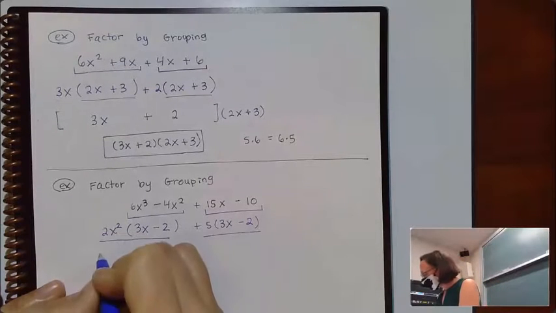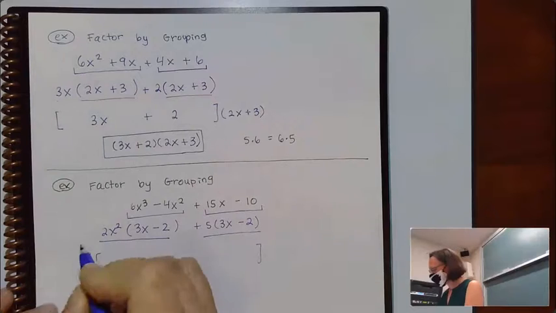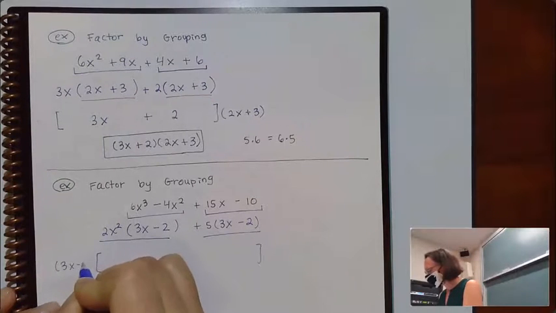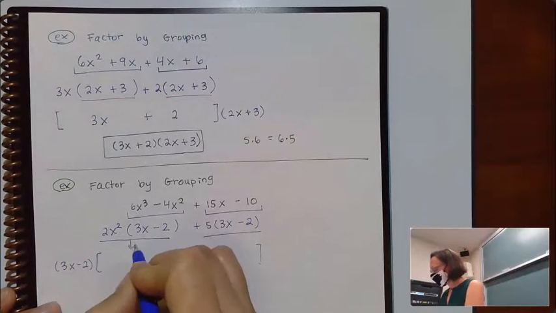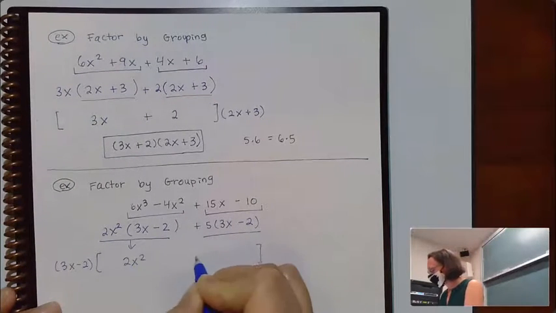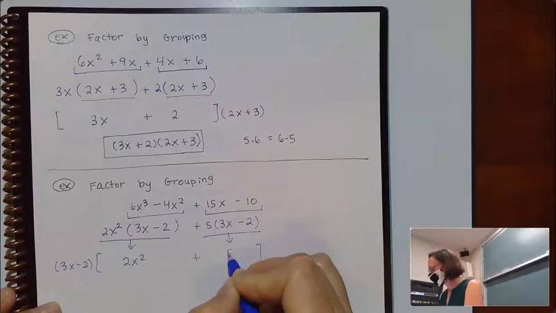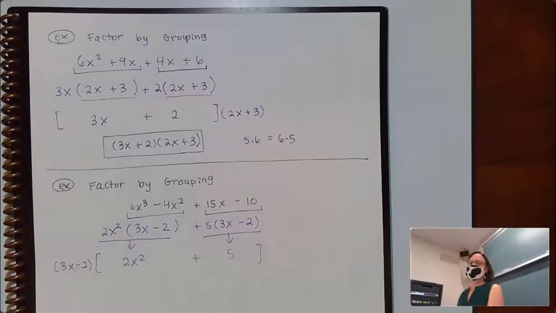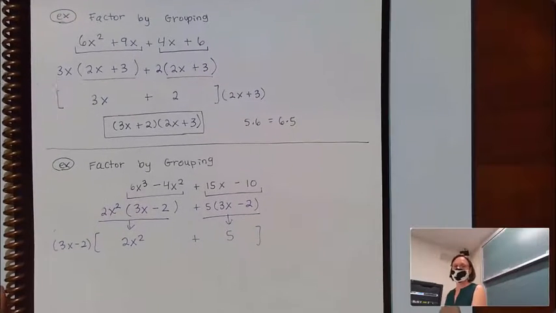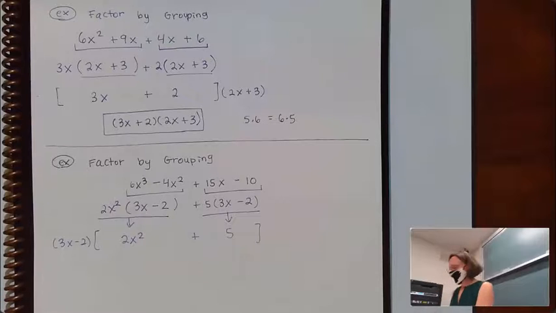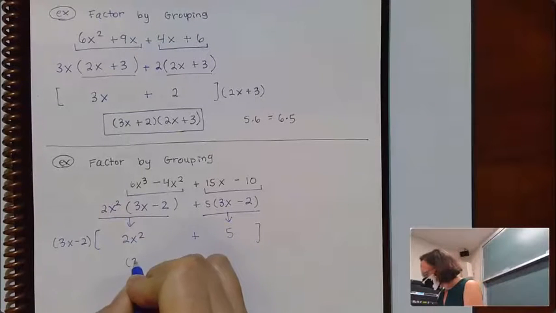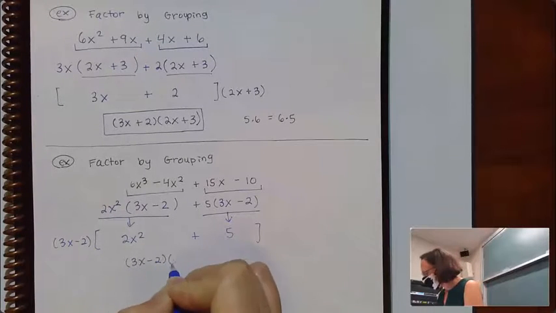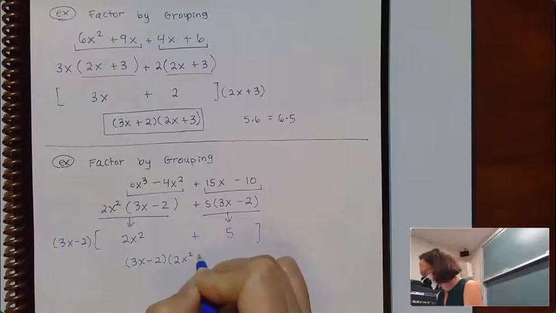I'm going to repeat the whole process for the bigger thing. And if I pull out the 3x minus 2, then I am left with the 2x squared plus the 5. Now I just rewrite it at the end so it's a little prettier. 3x minus 2 times 2x squared plus 5.